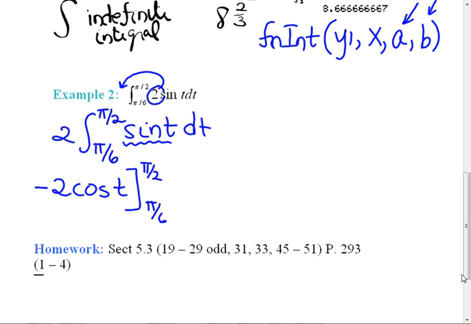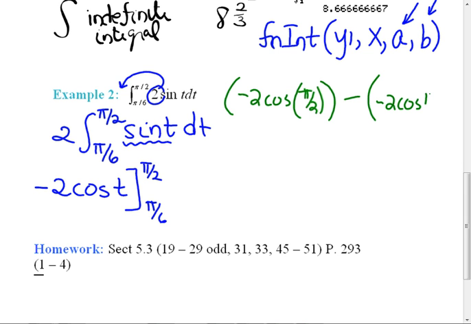It's kind of interesting. Now, be careful with the signs here. It's minus 2 times the cosine of, which one's going to go first? Pi over 2. Minus, don't get that minus sign confused with that negative sign, negative 2 cosine of pi over 6. Well, that's right. Do I need the c's? No, they're going to cancel out.